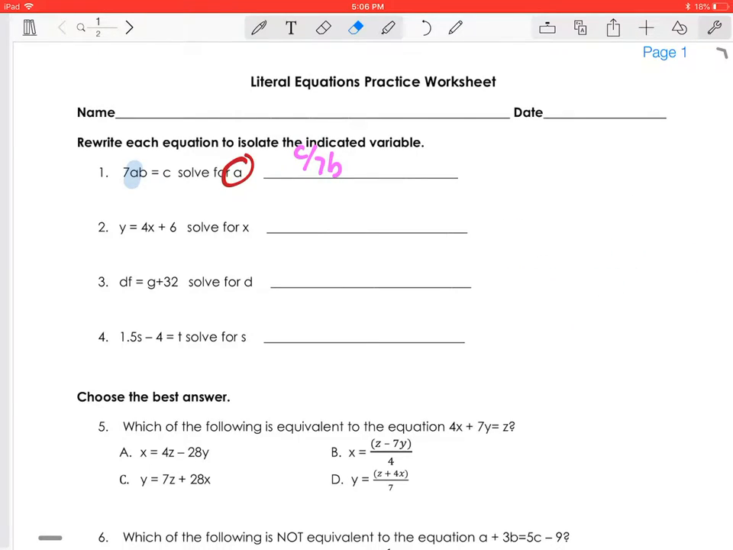I would like you to pause the video and try to do number 2 on your own and then come back. I'm going to go ahead and continue solving, and we'll see you when you come back.